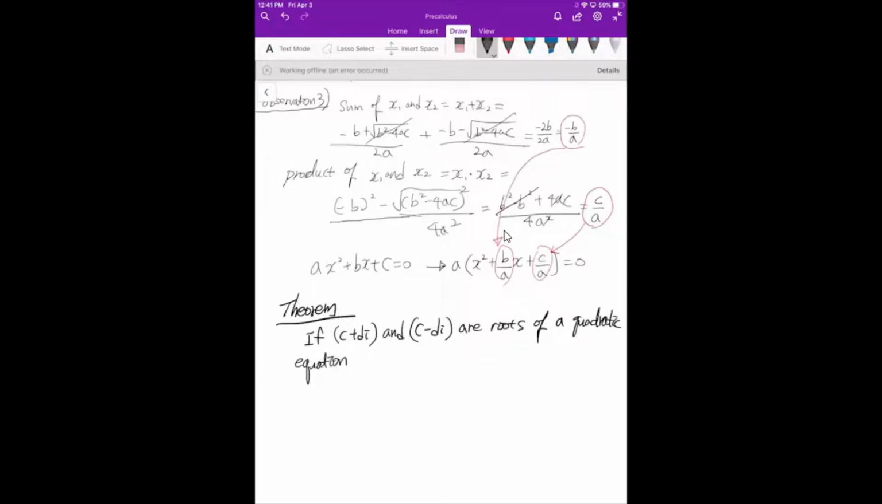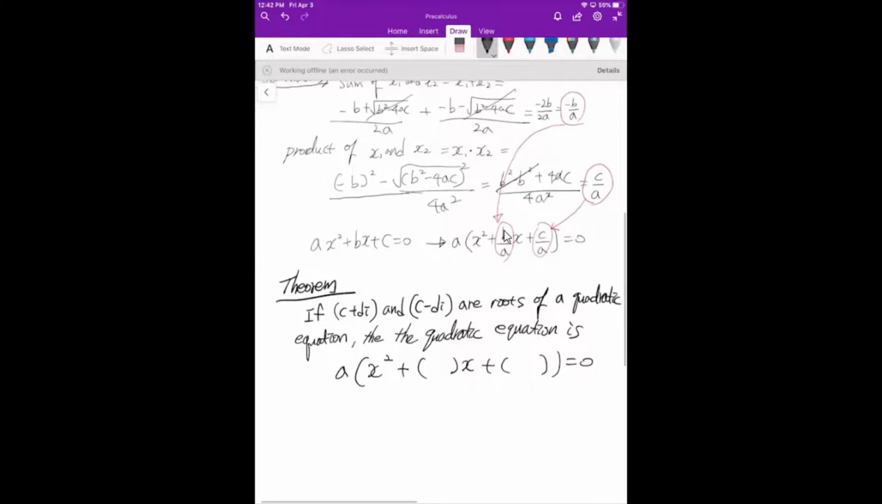If they are roots, right, then the quadratic equation is a x squared plus something x plus something. Okay, now we have to figure out what's that something in the parenthesis. Okay, c plus di plus c minus di is the sum. The sum goes here, minus sum. So we have to figure out what minus sum is. 2c, right? So what I'm going to put here is negative 2c.